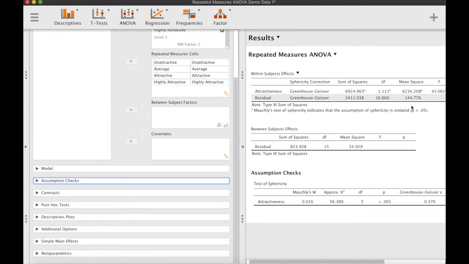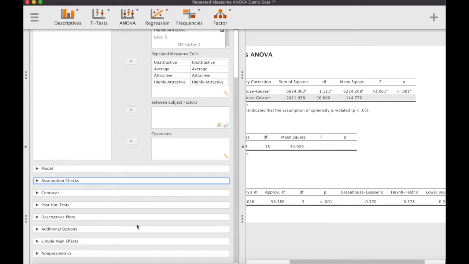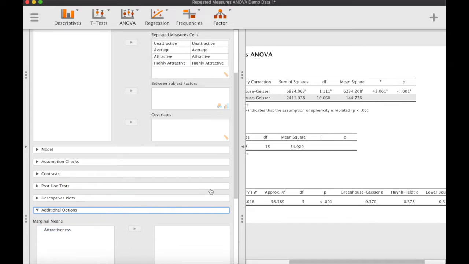All right. So next, another thing that we want to do is, let's see the effect size. So let's go to additional options.